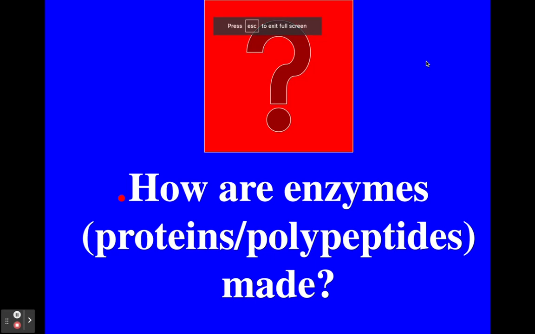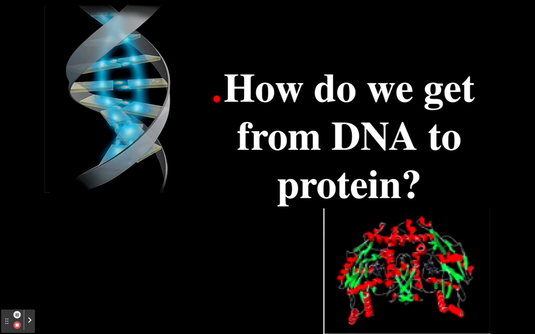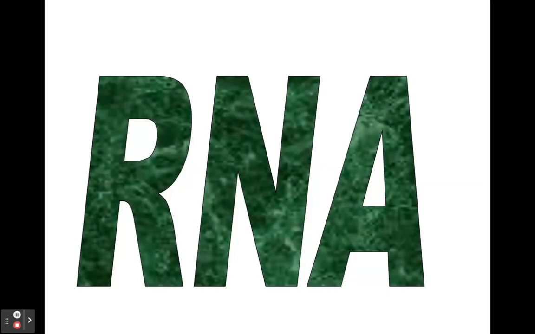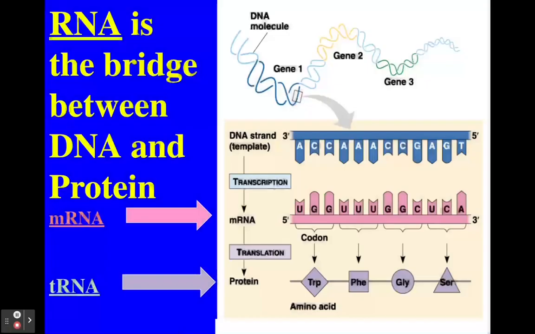So now that we've looked at the background experiment, what we want to see is how enzymes, either proteins or polypeptides, are made. So think of that whole complex of proteins made up of amino acids, or our polypeptide chains. How essentially do we get from DNA, this code, these instructions, to the making of the physical protein? The intermediate is RNA, ribonucleic acid. It's the bridge between the DNA and the protein.